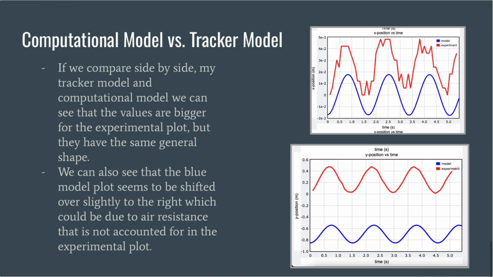If we compare side by side, we can see that my Tracker model and computational model have the same general shape, but the red line, representing the Tracker data, has higher values for both the Y and X position. We can also see that the blue model, which is the one from GlowScript, seems to be shifted slightly over to the right, which could be due to the air resistance that is not accounted for in the experimental plot.